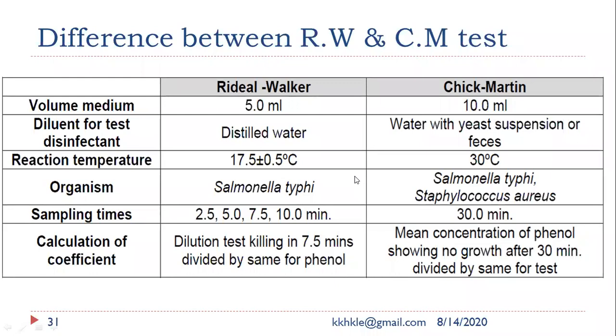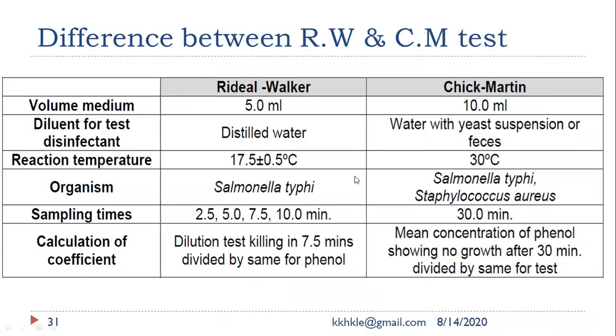The organism used in the Rideal-Walker test is only one, Salmonella typhi, whereas in the Chick-Martin test, we use two different organisms, Salmonella typhi and Staphylococcus aureus. The next difference is the sampling time. In the Rideal-Walker test, sampling is done at 4 different times: 2.5 minutes, 5 minutes, 7.5 minutes, and 10 minutes. But in the Chick-Martin test, the subculturing is done only once, at 30 minutes.